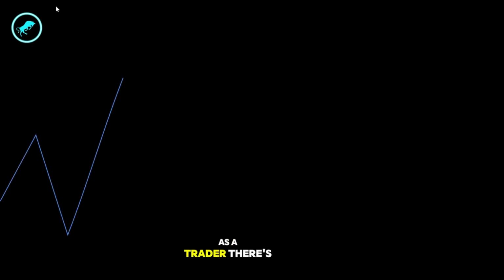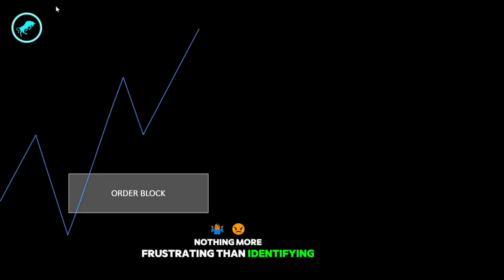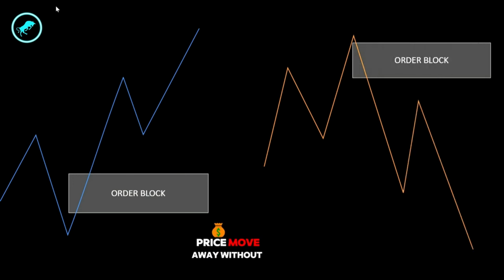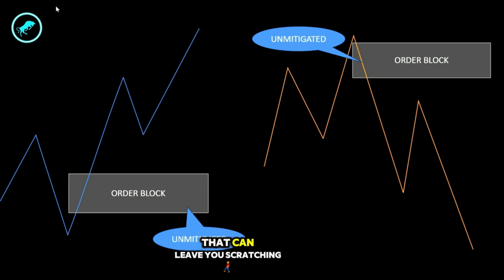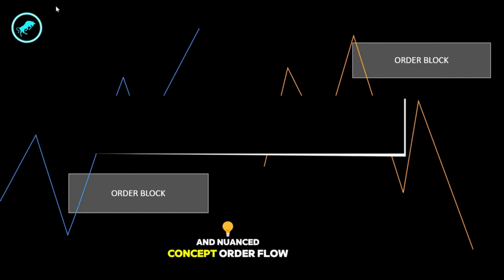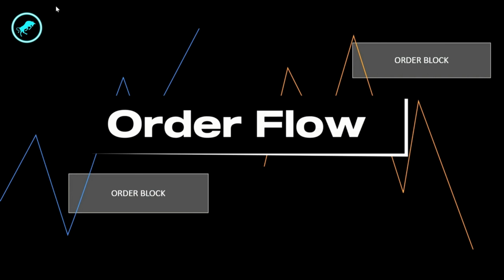As a trader, there's nothing more frustrating than identifying what seems like a perfect order block, only to watch the price move away without ever mitigating it. It's a common scenario that can leave you scratching your head, wondering what went wrong. The answer often lies in understanding a more complex and nuanced concept: order flow. In this video, we're going to explore the depth of order flow and how it can be the missing piece in your trading strategy.